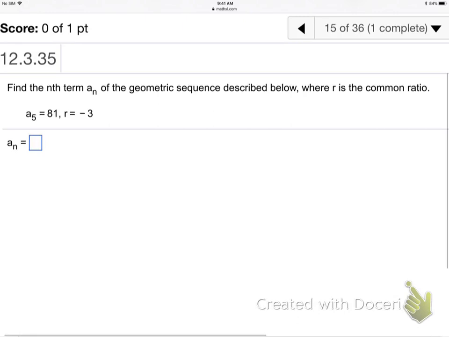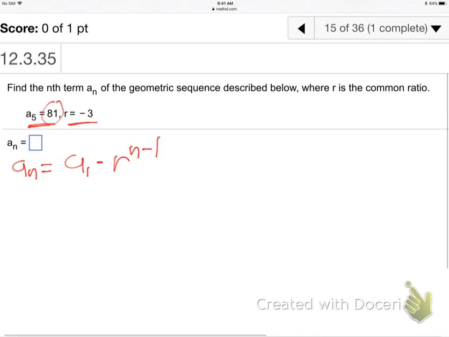Okay, so they're giving me the fifth term and the r. That's weird. And they want the a sub n formula. The a sub n formula, remember, is a1 times r to the n minus 1. So I need a1, don't I? I somehow need to find a1. How can I find a1? They're telling me the fifth term is 81. Anybody have any ideas? They're giving me the fifth term. I need the first term.